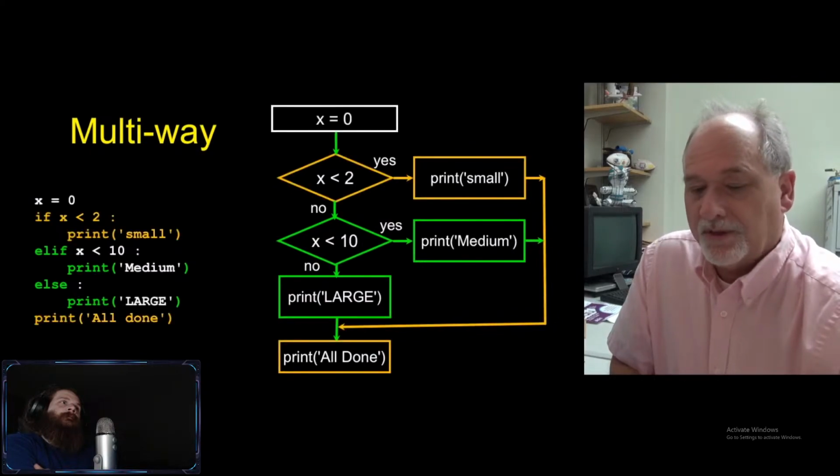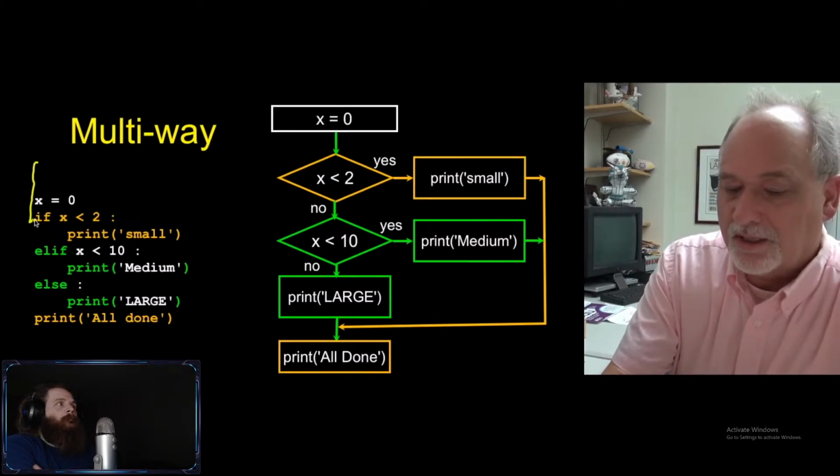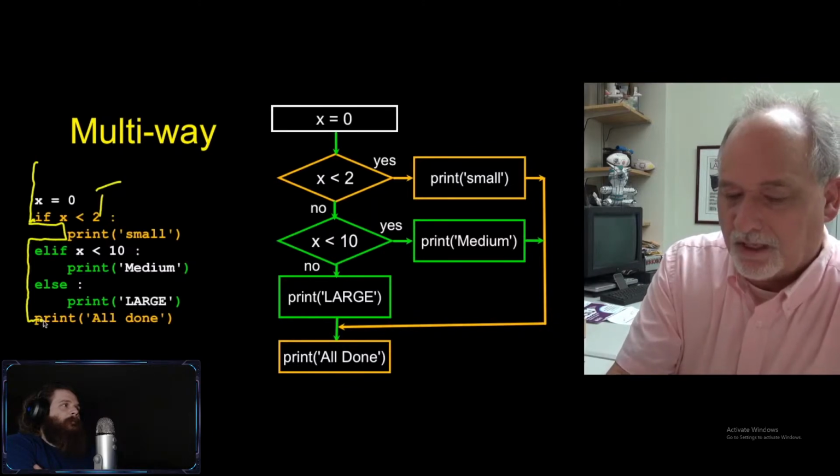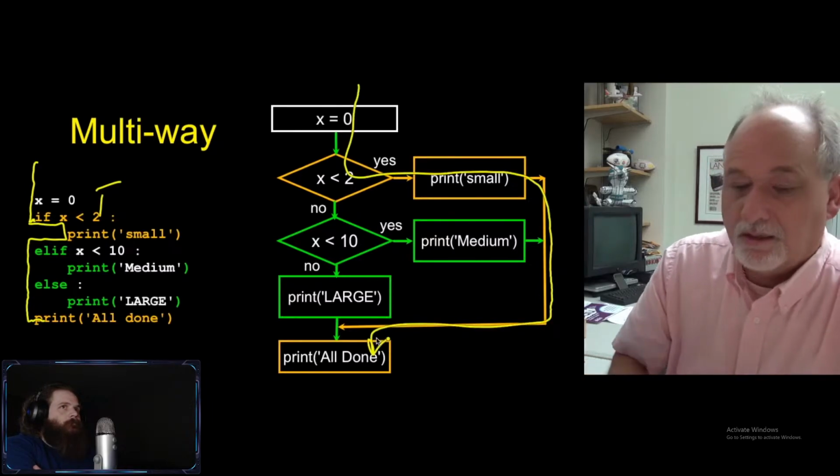So here's some examples of this. If we, for example, have x equals 0, it's going to come down here. X is less than 2? True. So it runs this code, and then it skips down to the end. It's like this: runs that code and then skips to the end.